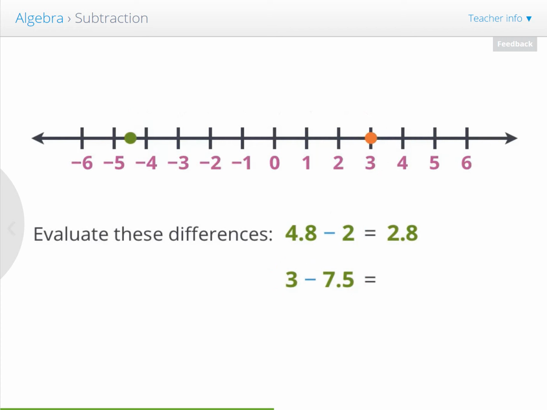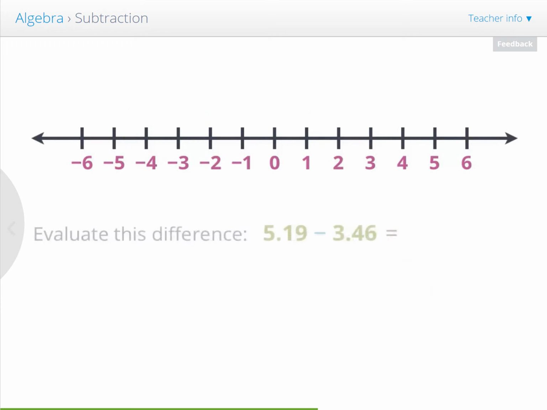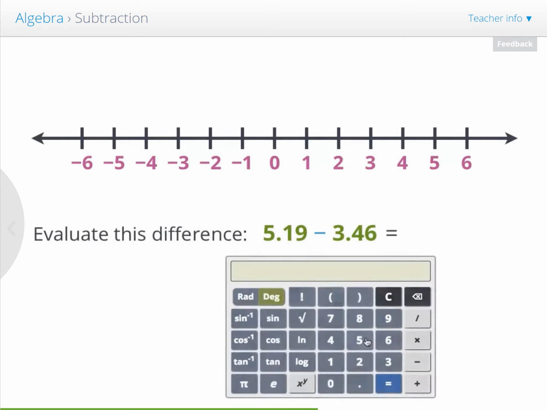So where did we wind up? What's 3 minus 7.5? Exactly. 3 minus 7.5 equals -4.5. The more decimals you have, the trickier the subtraction problem can get. For example, what's 5.19 minus 3.46? Well, we can use the calculator down here to work out the answer. 5.19 minus 3.46 equals 1.73.